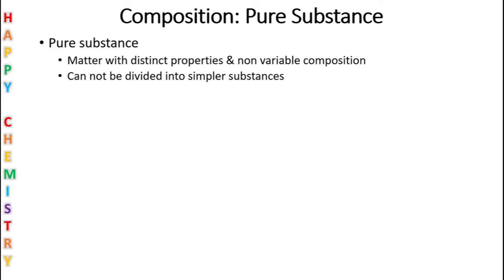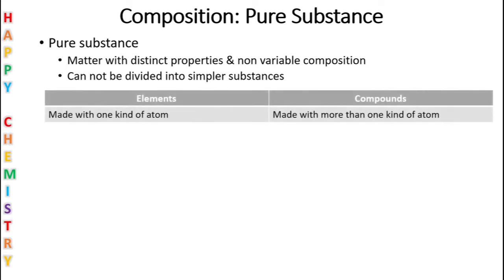Pure substances can be categorized into two: elements and compounds. What is the difference between elements and compounds? Elements are made of one kind of atom.